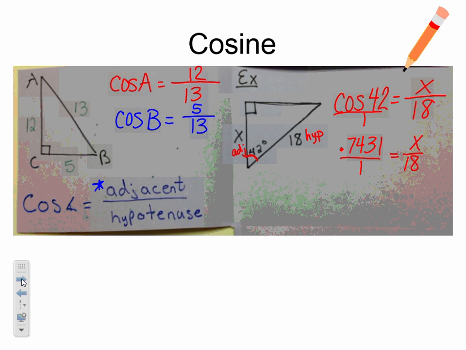And then we'll cross multiply again. 1 times x is just x. And 18 times that decimal we got would give me 13.4 approximately for that missing side. So x equals 13.4. So I'm done solving for x on this one.